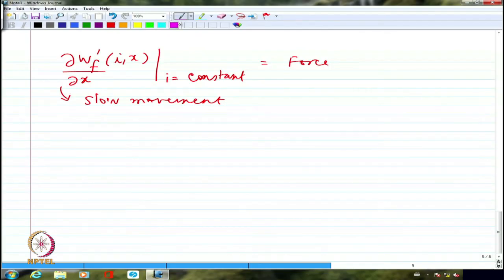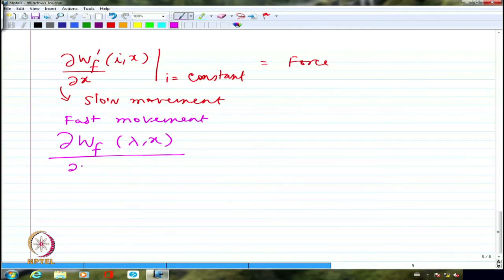If I consider fast movement, under that condition, I'm going to have dou Wf, which is a function of lambda and x divided by dou x minus of this. That is the reduction with lambda being a constant is equal to the force.